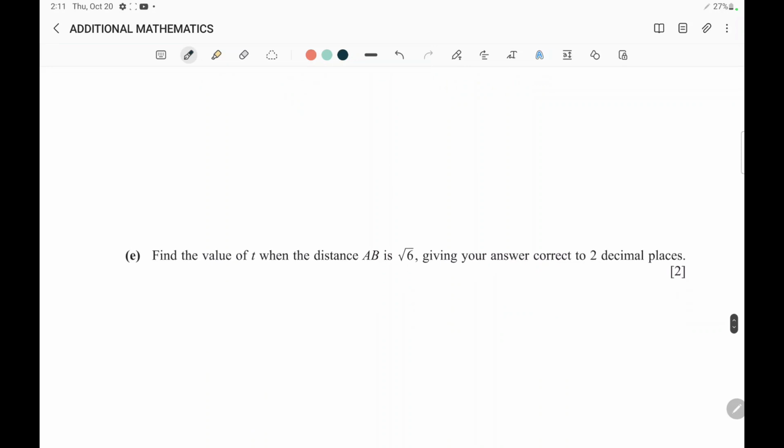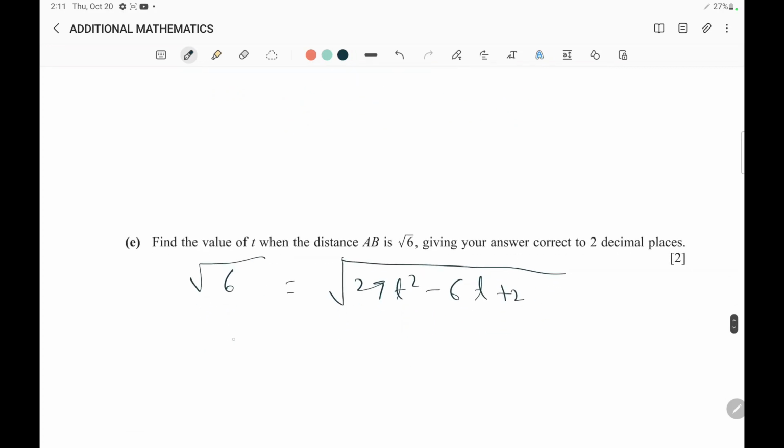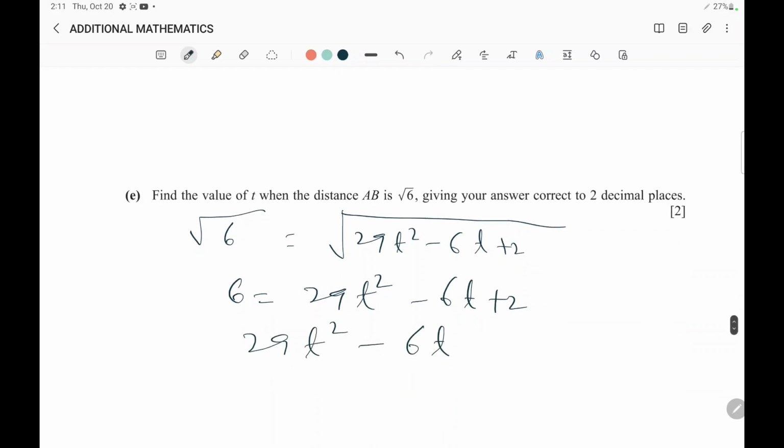Anything else? Find the value of t when distance AB is root 6. Just we need to equate that. So root 6 equals root 29t square minus 6t plus 2. Now square both sides guys. So 29t square minus 6t plus 2, make it quadratic. 29t square minus 6t plus 2 minus 6 is minus 4 equals 0. Now use your calculator. Okay, so 29, then minus 6, then minus 4.